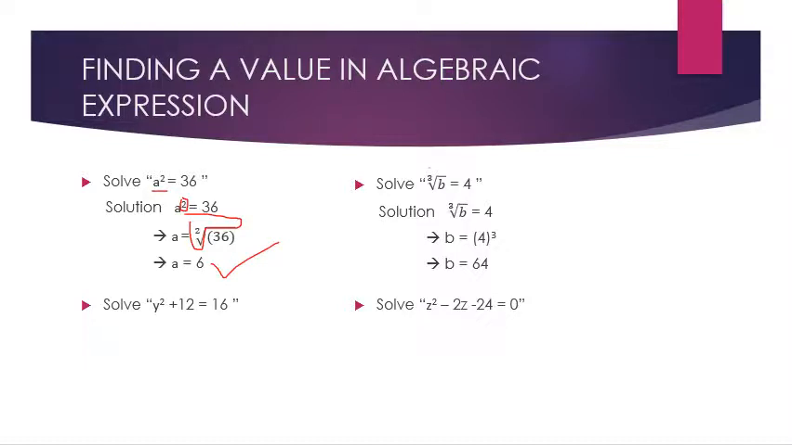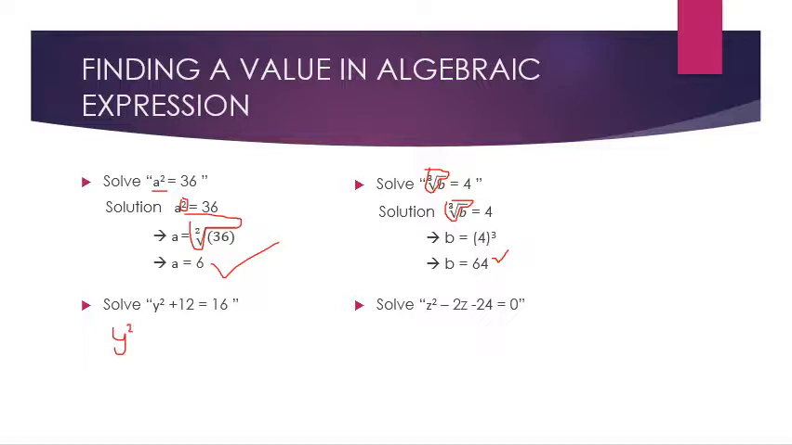Now, what is the cube root of b when it equals 4? The opposite of cube root is the power of. So b equals 4 to the power of 3, which is 64. Now, how do you solve this one? We do it step by step, yeah?